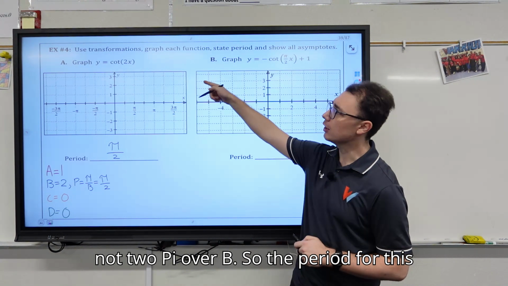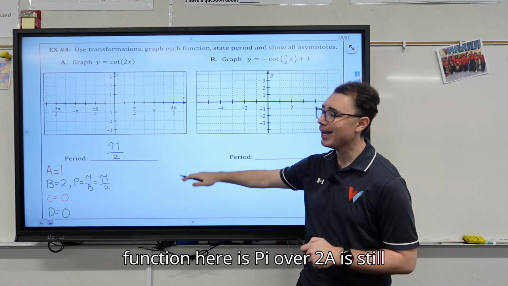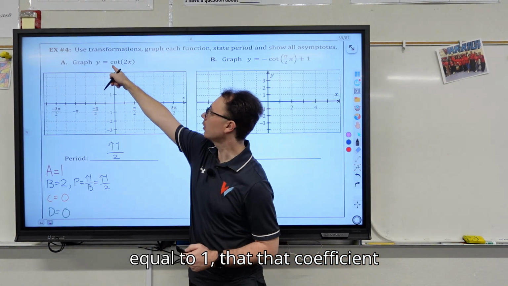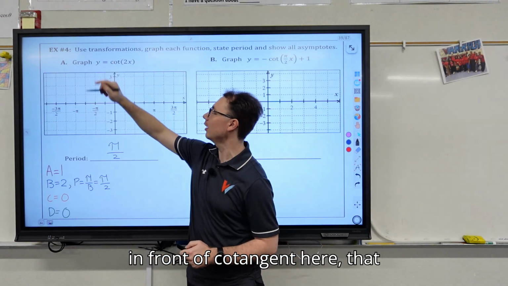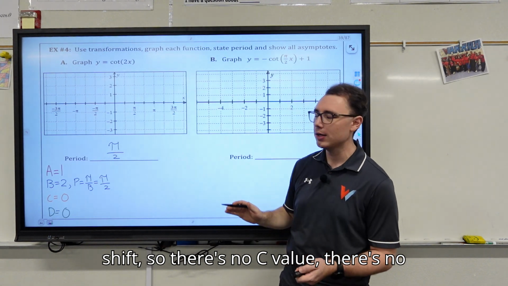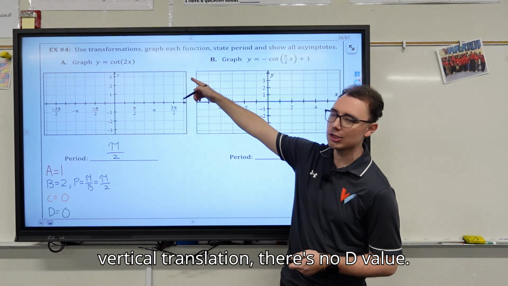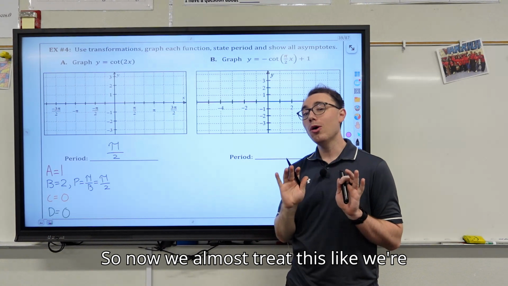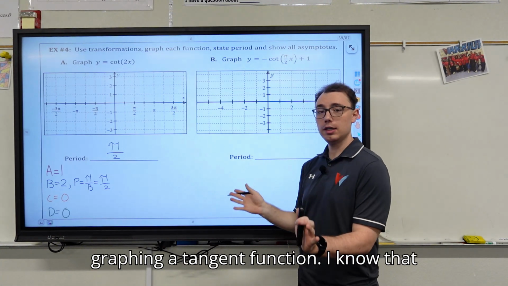So the period for this function here is pi over 2. A is still equal to 1, that coefficient in front of cotangent, that invisible 1 there. There's no phase shift, so there's no c value. There's no vertical translation, so there's no d value. So now we almost treat this like we're graphing a tangent function.